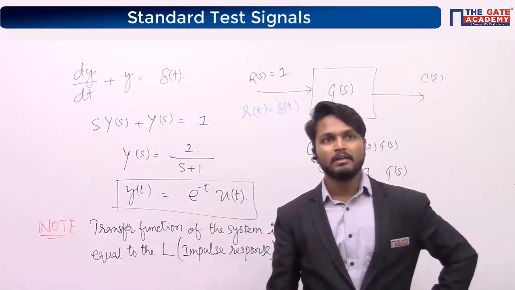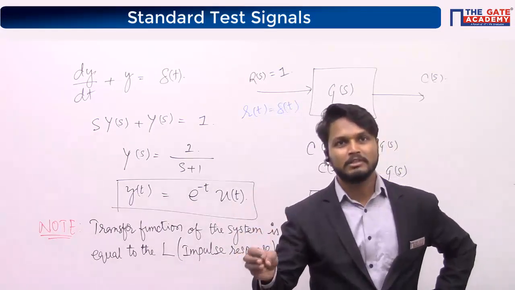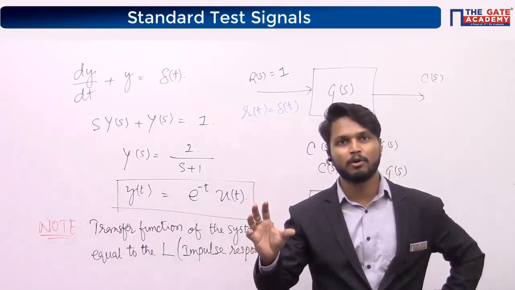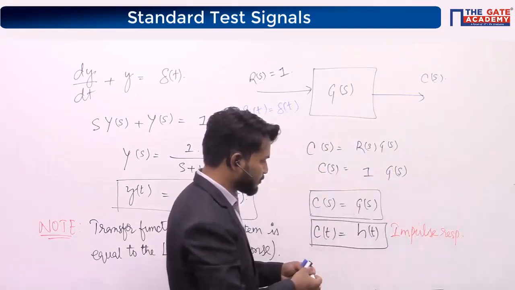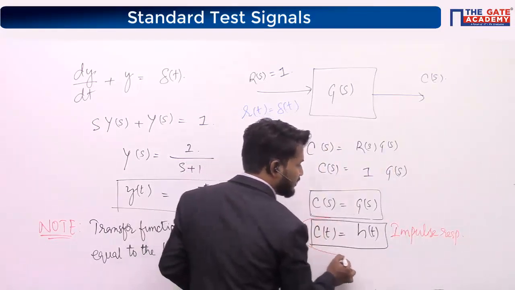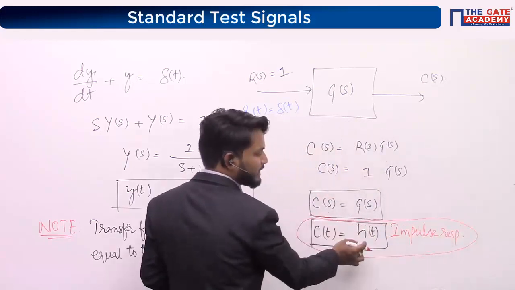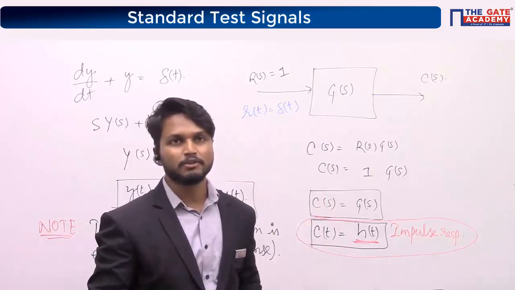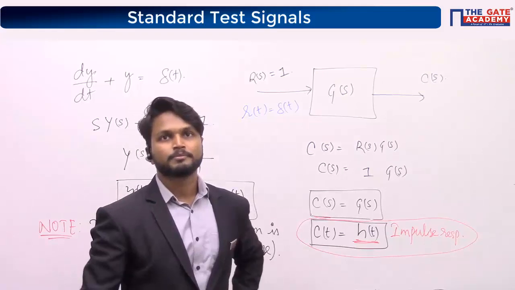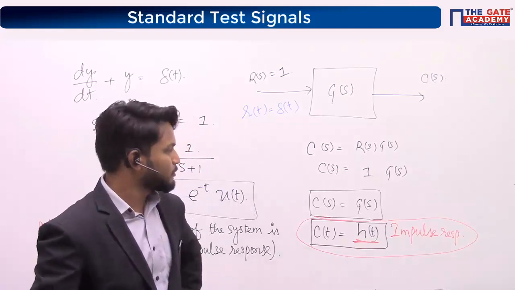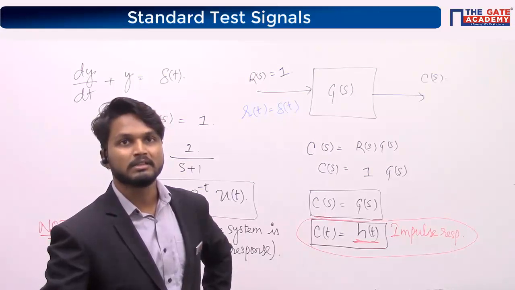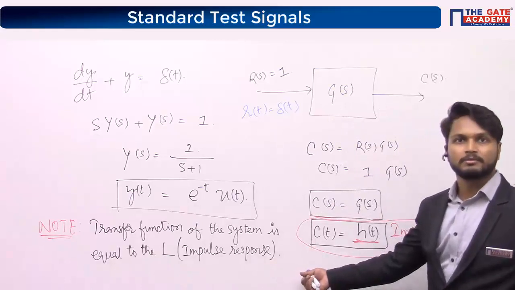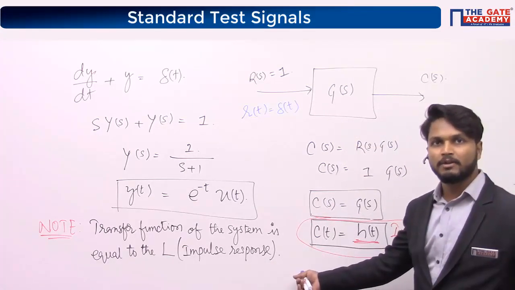Is it fine? Right? So, wherever you see impulse response, the impulse response will be provided in time domain as h of t. So, if you obtain the Laplace transform of h of t, you will get the transfer function of the system. Is it fine? Is this concept clear to everyone? This we'll use everywhere in control systems.